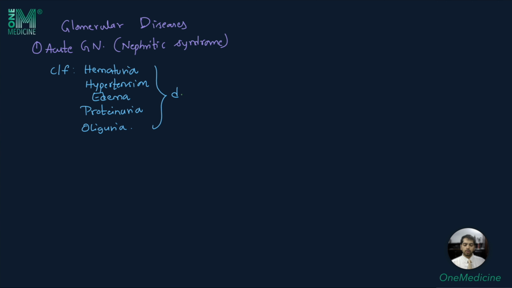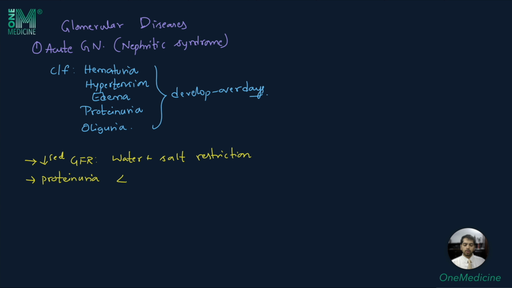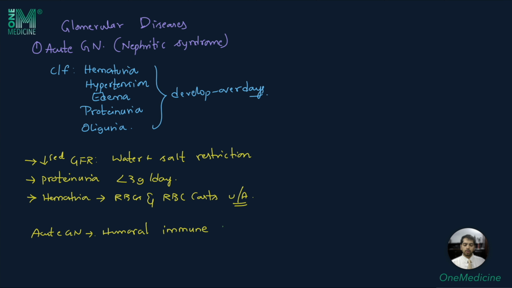These symptoms usually develop over days. The underlying pathologic mechanisms include reduced GFR, or glomerular filtration rate, leading to water and salt retention, proteinuria of less than 3 grams per day, called nephritic range proteinuria, and hematuria leading to RBCs and, more importantly, RBC casts within the urine during urine analysis. Acute glomerulonephritis is mediated by humoral immune mechanisms.